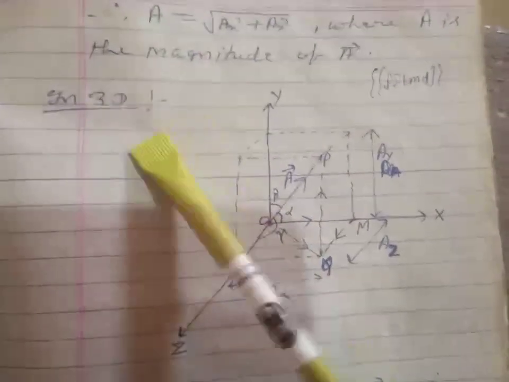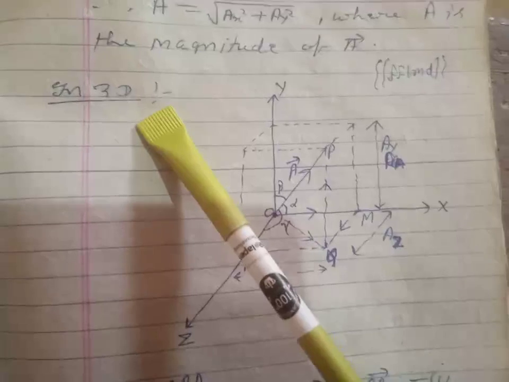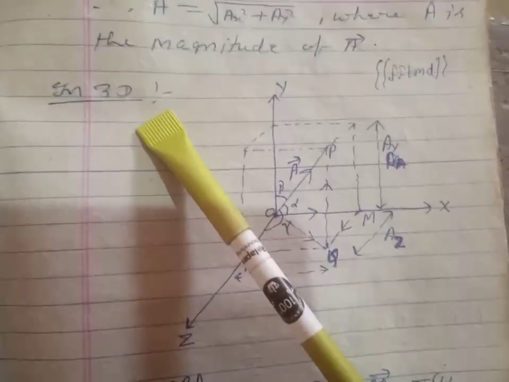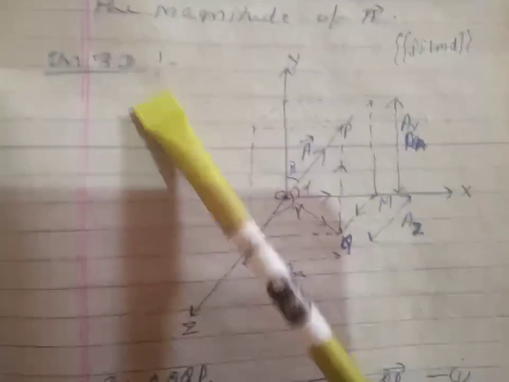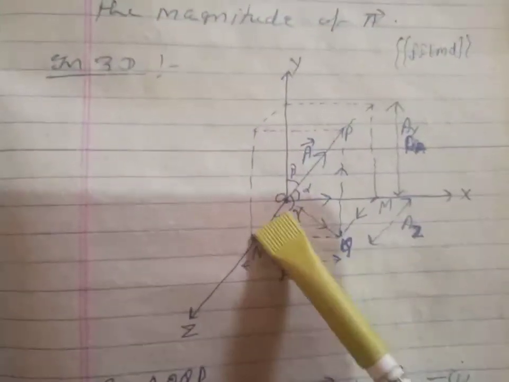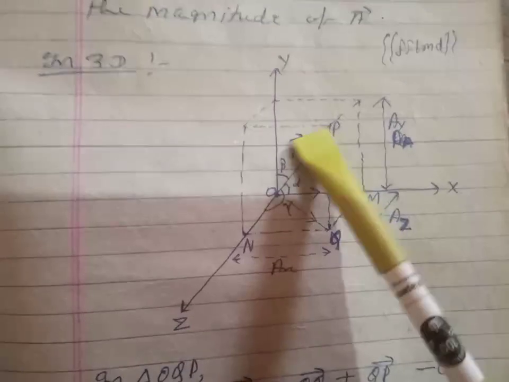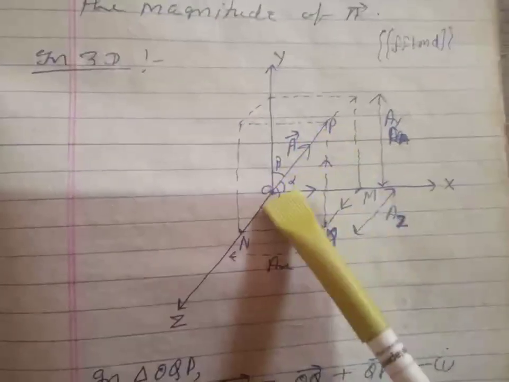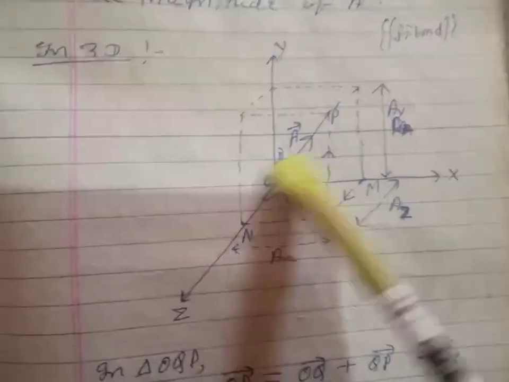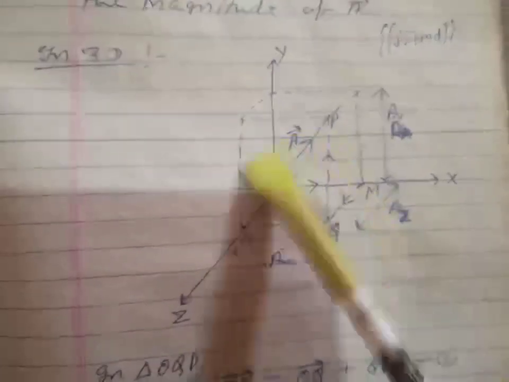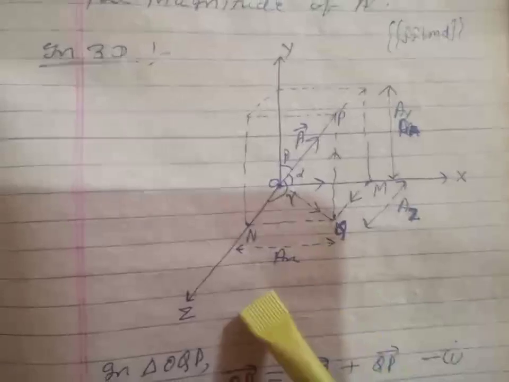Now in 3D, the same vector representation can be used in 3 dimensions. Here, a vector A is represented by the vector OP. Now this can be resolved into 3 components.